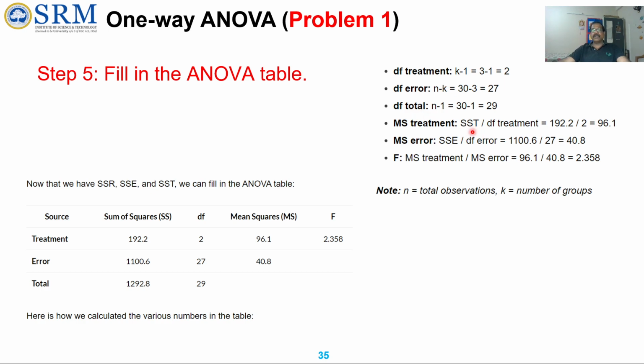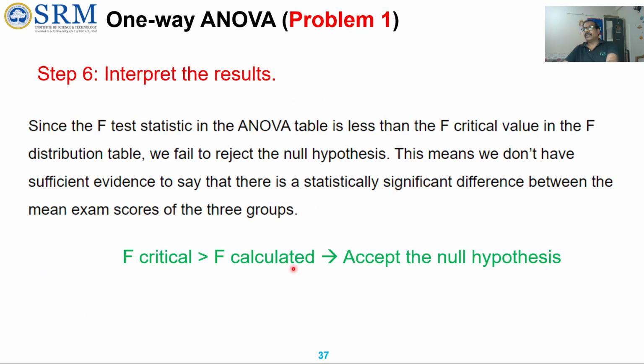SS treatment divided by its degrees of freedom will give the mean square for treatment. Similarly, sums of squares of error divided by degrees of freedom of error will give us the mean square error. The ratio of the mean square for treatment to the mean square error will give the calculated value.